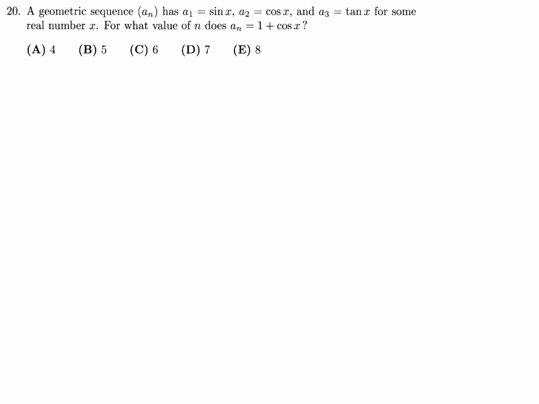A geometric sequence a_n has a_1 equal to sin x, a_2 equal to cos x, and a_3 equal to tan x for some real number x. For what value of n does a_n equal 1 plus cos x?